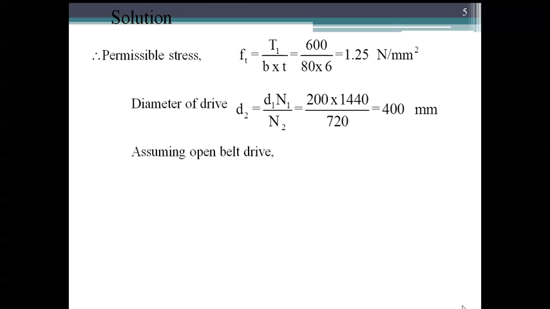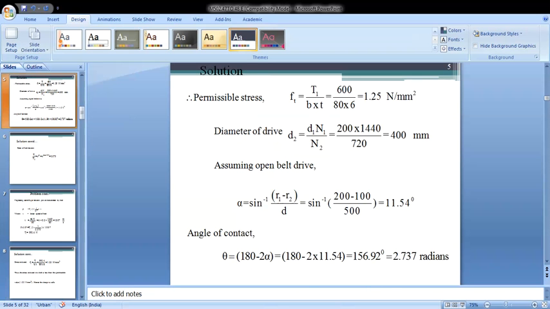To find that, first we need to find the diameter of the belt drive. So first you need to find the angle of contact. To find the maximum belt tension developed in the belt, first we need to find theta. To find theta, we need to find d2. d1, n1 and n2 are given, so we can find d2 using the velocity ratio equation.